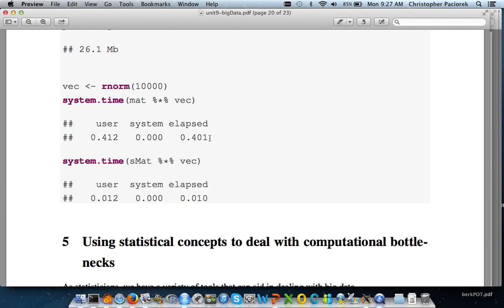So it can make a really big difference and basically allow you to do operations in a very small amount of time that, if you were trying to work with the dense matrix, would essentially be infeasible to actually carry out.